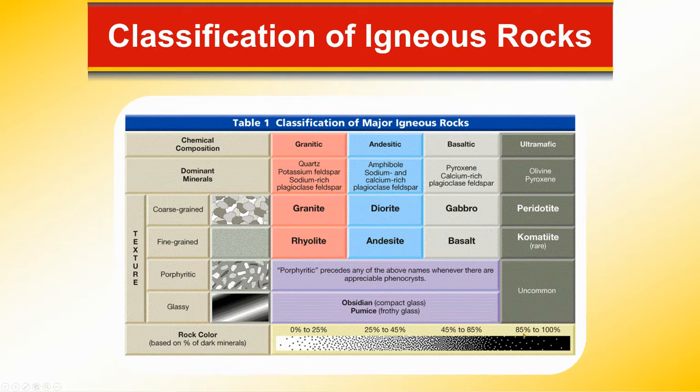Here's your rock colors: 85% to 100% darkness, ultramafic; 45 to 85, basaltic. If it's going to fall in this range, we have andesite. So that's how you read this chart. Okay, that's how this chart is read. That'll help you with your homework also in section 2.